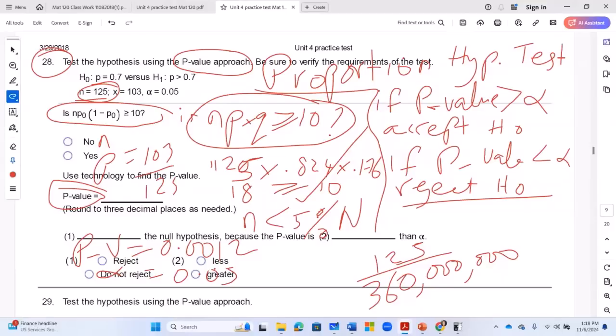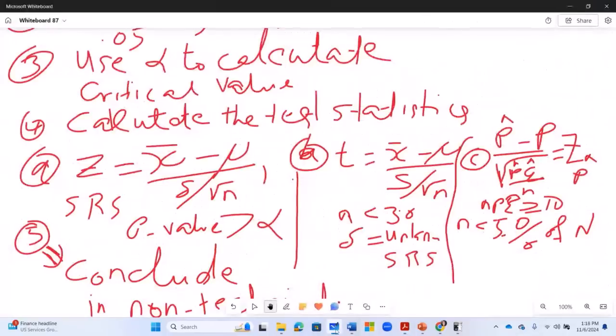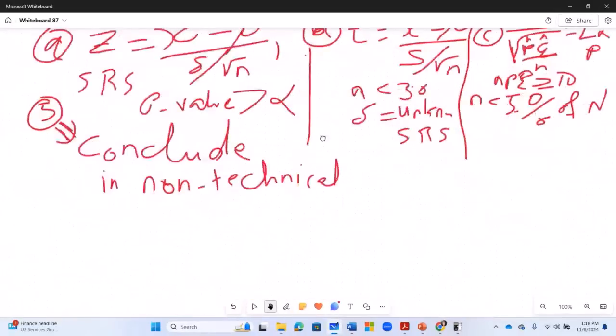Therefore, p-value is less than alpha. Whenever p-value is less than alpha, I reject the null hypothesis. So I will reject the null hypothesis. I'm going to pull out my whiteboard so that I can show how I rejected the null hypothesis. I'm about to grab this and move it up.